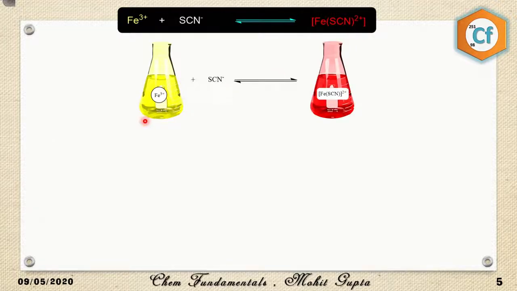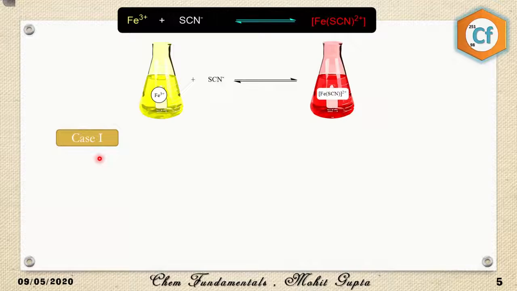Now I have taken a conical flask in which I have taken FeCl3 or any of the salt. Now on adding SCN to this conical flask, what would happen? A blood red color solution will form. This solution contains FeSCN2+ as well as Fe3+ and SCN negative. Since red color has higher intensity, it will mask the yellow color and we will get a red colored solution. Now we have this conical flask where all these three species are in equilibrium.